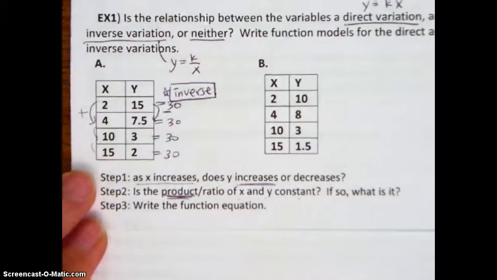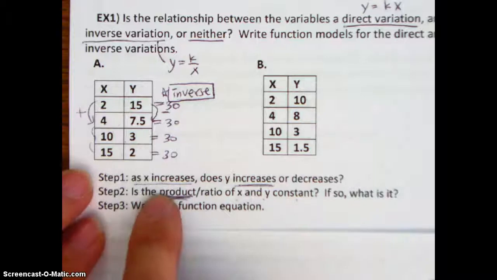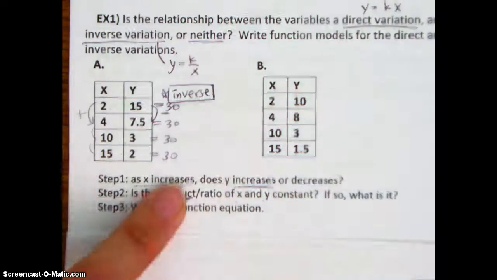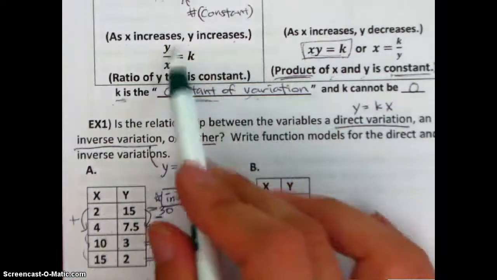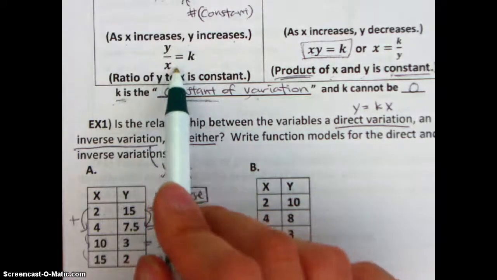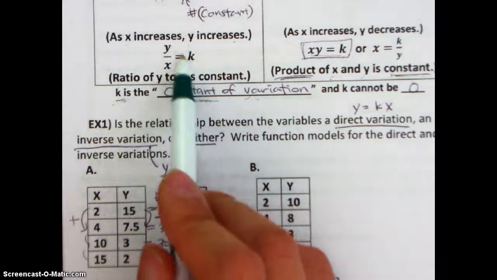If our prediction was that this is possibly direct variation, then we would have looked at the ratio of y over x. That means we would divide the y value by the x value and see if we have the same number.